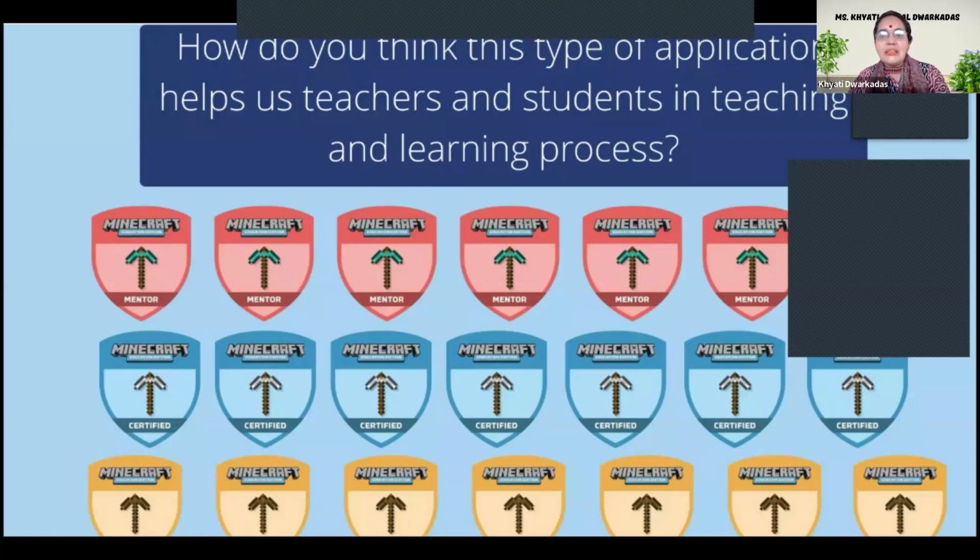So how do you think this type of an application helps in our classroom teaching? Any one-liner or a word that you'd like to share? The chat is absolutely open for all of you. I love interacting with all the participants. Have you tried this buddy system in the classroom where students, it's a peer learning system?